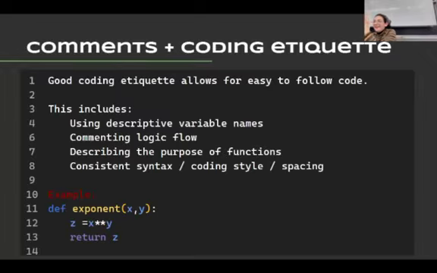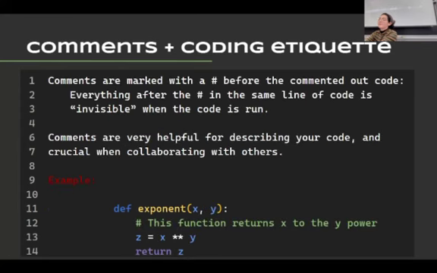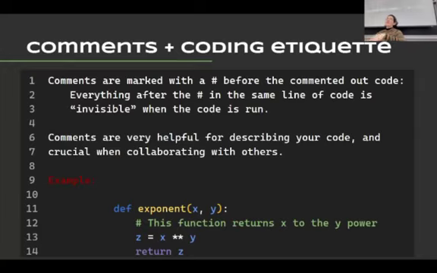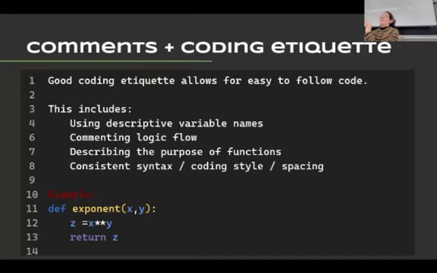So I'm going to continue harping on good coding etiquette. Please have good coding etiquette. That includes using descriptive variable names, commenting your logic flow. Logic is basically just your thinking. They call it logic in coding because why not? Describing the purpose of functions, so like this example, having a description after that. Those are also called doc strings, by the way. If you have a comment underneath your function, you have a doc string, and that's marked by 3 quotation marks. So if you see that, don't freak out. It's just a description. And then consistent syntax, coding style, and spacing.